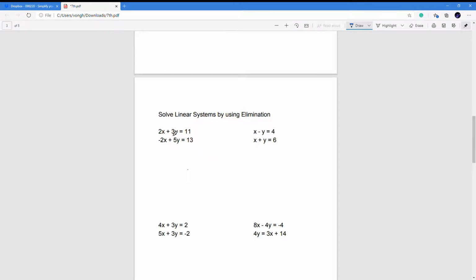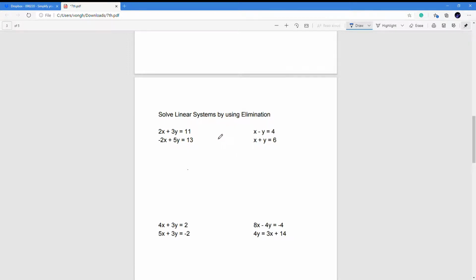So let's look at the first problem. We have 2x plus 3y equals 11, and negative 2x plus 5y equals 13. We can't cancel out the 3y and 5y because they're not the same number, but we can cancel out the 2x and negative 2x because they are.